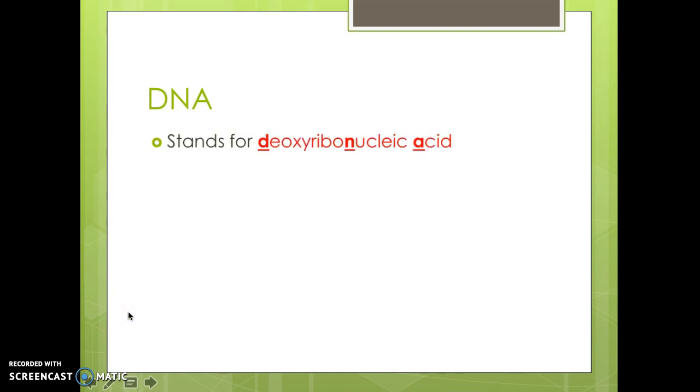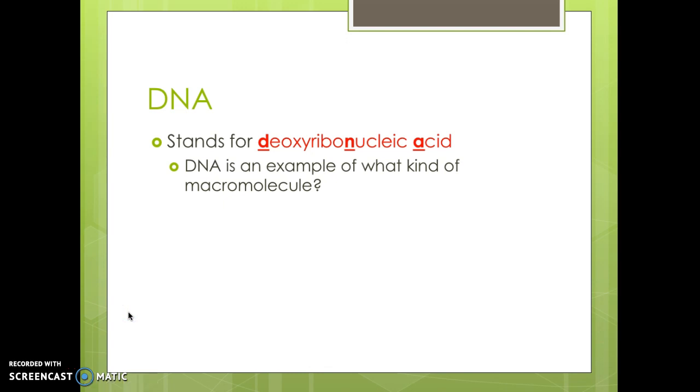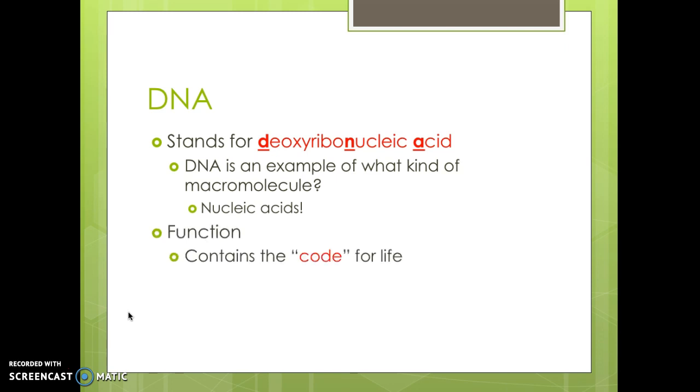If you recall, DNA stands for deoxyribonucleic acid. So what macromolecule is that? Your options are carbs, lipids, proteins, or nucleic acid. What do you think it is? You're right. Nucleic acids. The function of this is to contain the code for life, meaning that it's the pattern for making proteins, which is extremely important. So think of DNA as like an IKEA manual, and the proteins are all the parts. You actually have to read the manual in order to make the parts work, hence proteins.